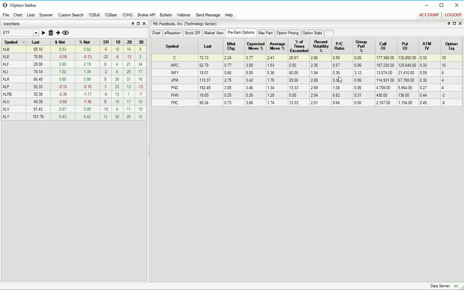If you continue, you can look at the put call ratios, the group performance. You can take a look at the money option implied volatility. In the case of Infosys, you can see they're real expensive, 59. And then finally, the option liquidity. Now, I don't trade options and hold them over earnings. I know some of you might do that. If you do that, this table would be of use to you. Again, just click the pre-earnings options tab.